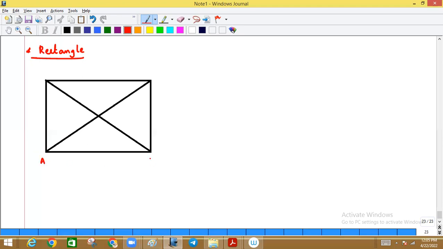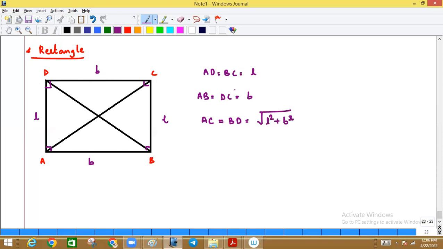Okay. A, B, C, D. We can say that the sides are perpendicular. Obviously, if adjacent sides are perpendicular, then diagonals are what? Equal. Are the sides equal? No. Therefore, diagonals are not perpendicular. We can't say whether the diagonals are perpendicular or not, but diagonals are definitely equal. So I'll take it as L and B. AD is equal to BC is equal to L. AB is equal to DC is equal to B. AC is equal to BD is equal to the square root of, by Pythagoras rule, L square plus B square.